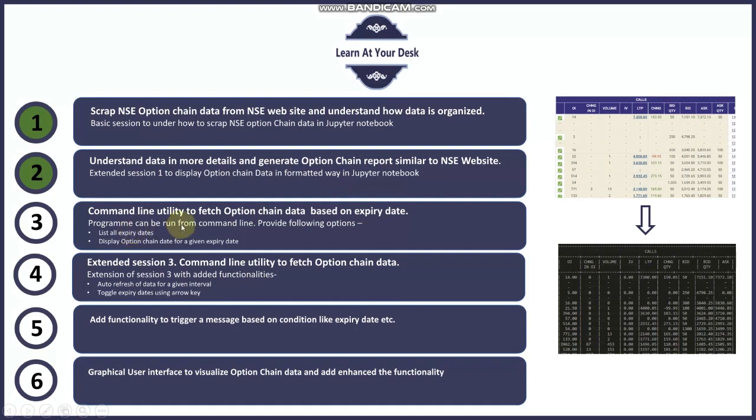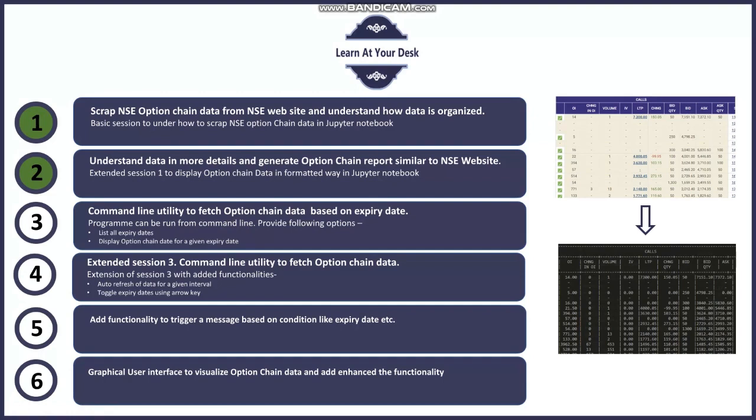Now, in this third session, we are going to build a command line utility to extract the data and display it in the command window in a text format. It will provide functionality like listing all the expiry dates, and based on the expiry date you can display the option chain data.